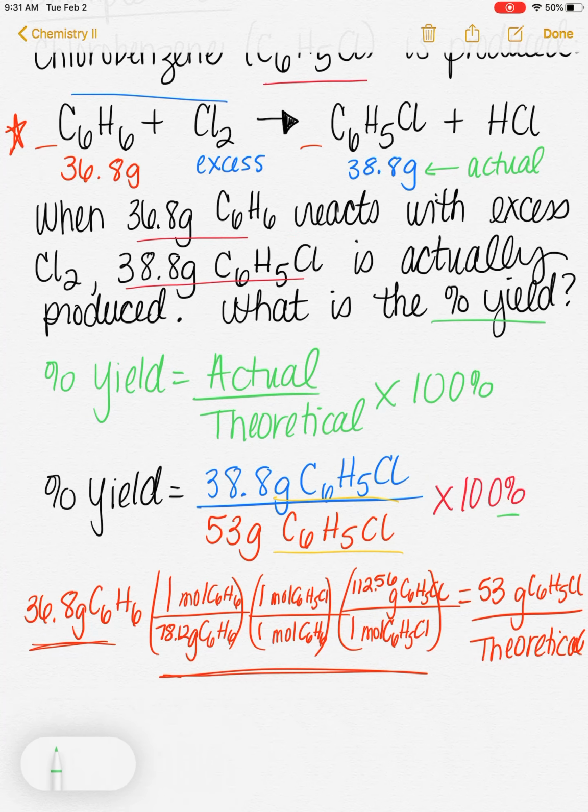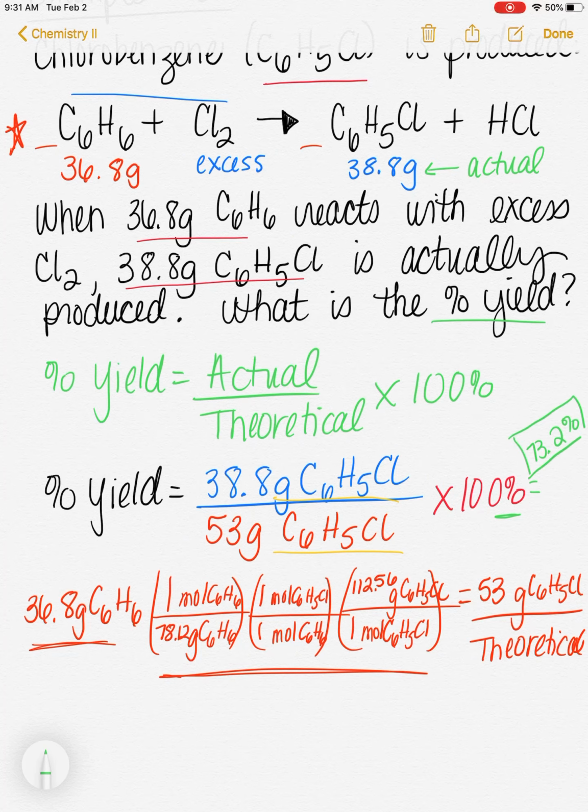Now I do want to remind you, please do not use the percent button on your calculator. It's going to multiply by 100 another time. So just take 38.8 divided by 53 and multiply it by 100. And when you do that, you get 73.2% yield.